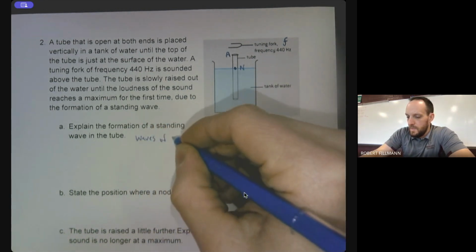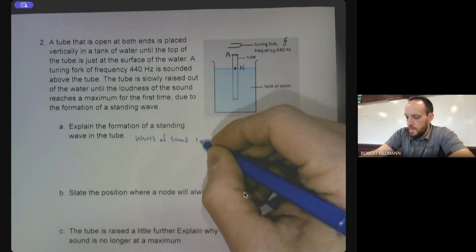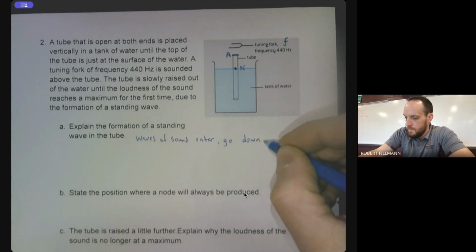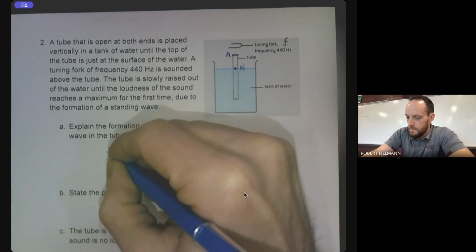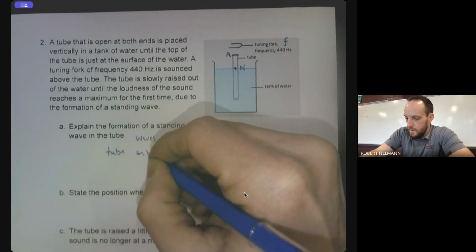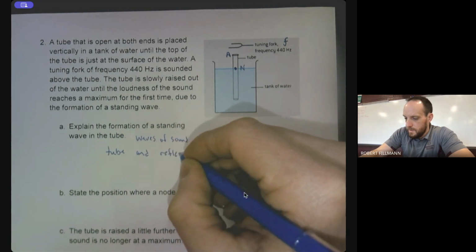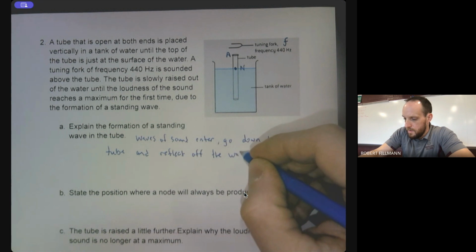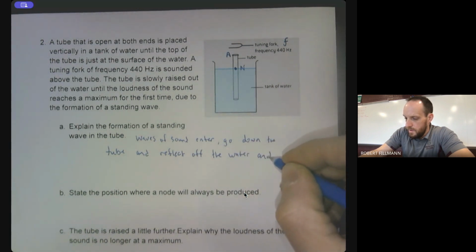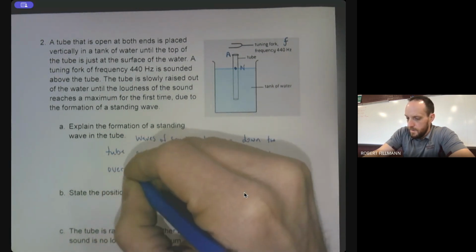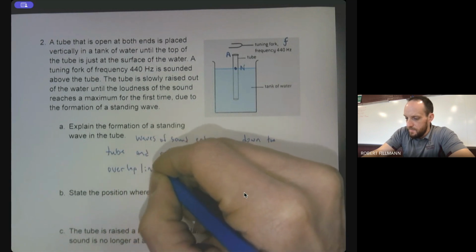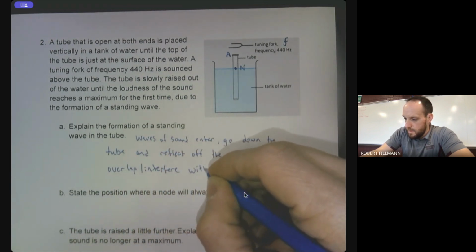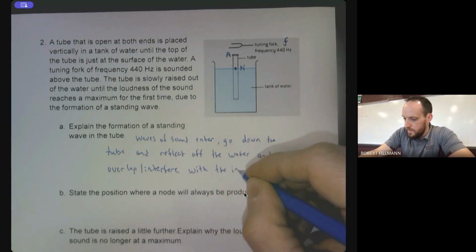Waves of sound enter. They go down the tube and reflect off the water and overlap and interfere with the incoming waves.